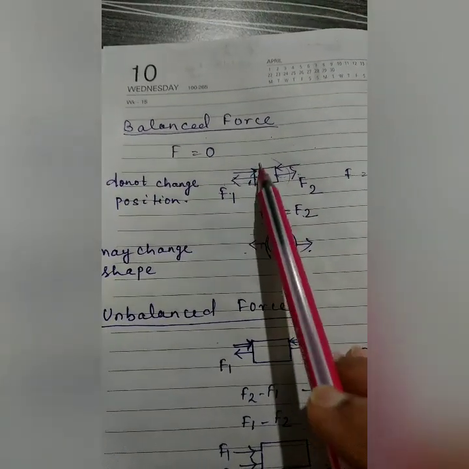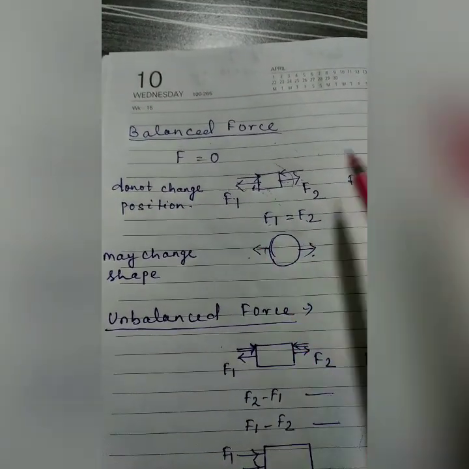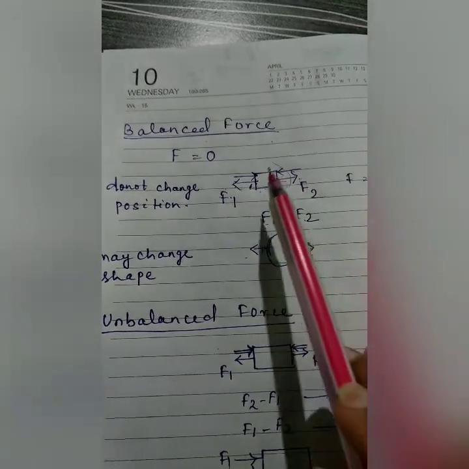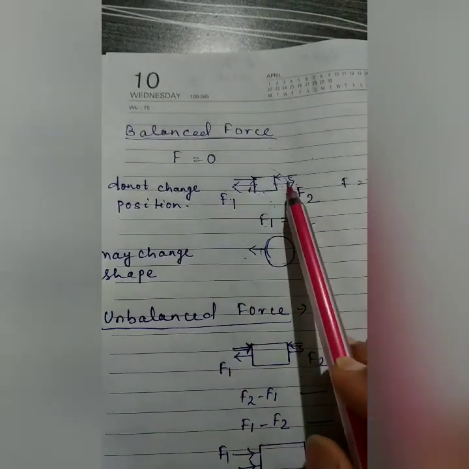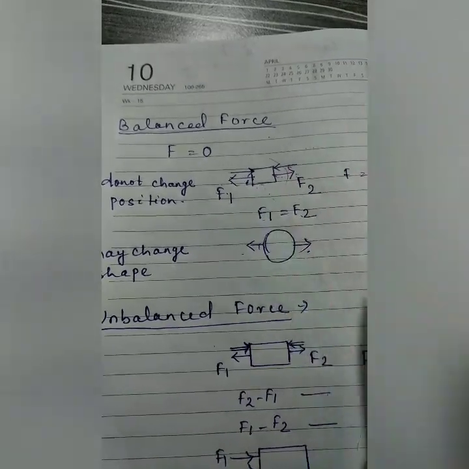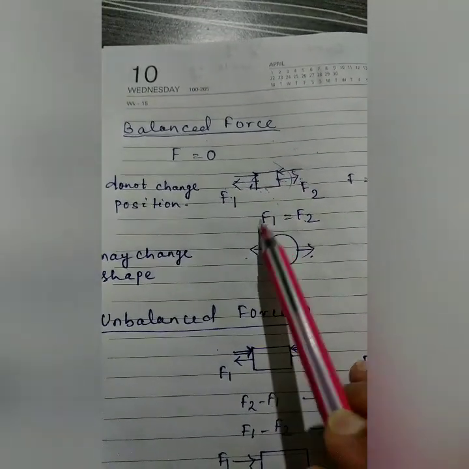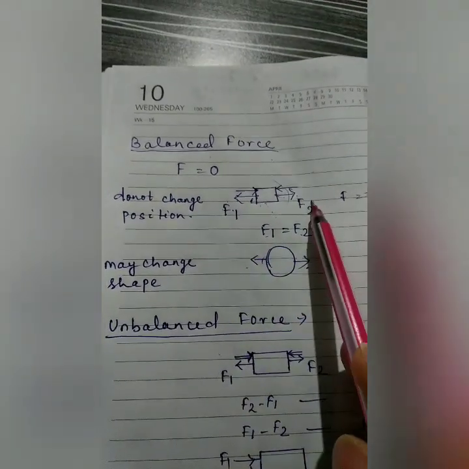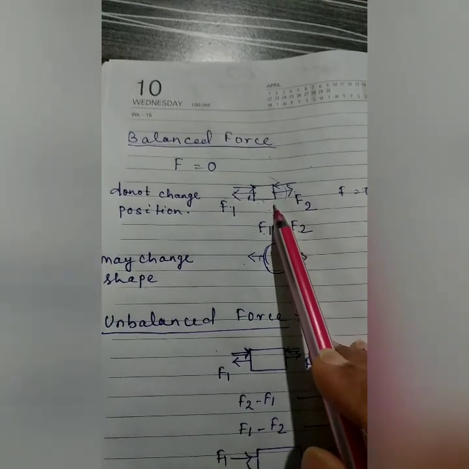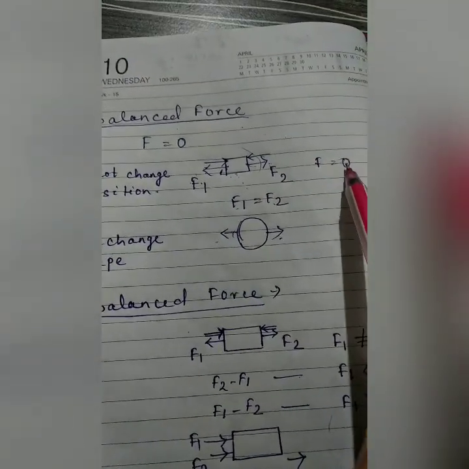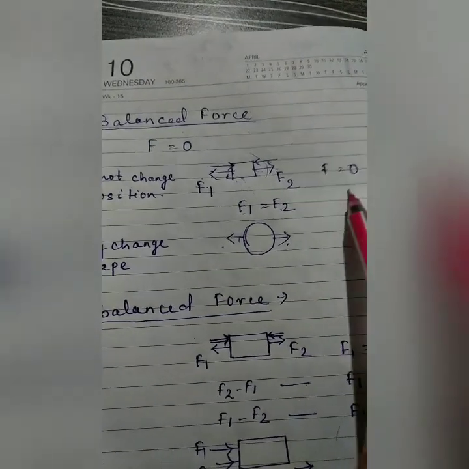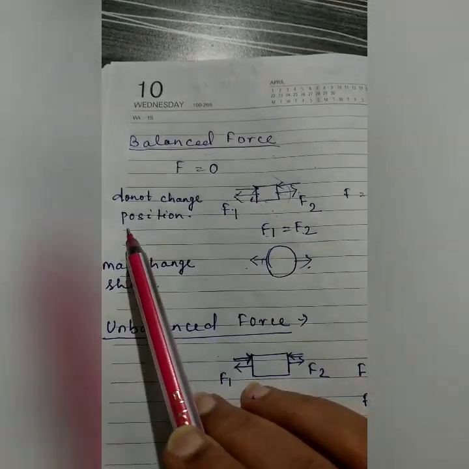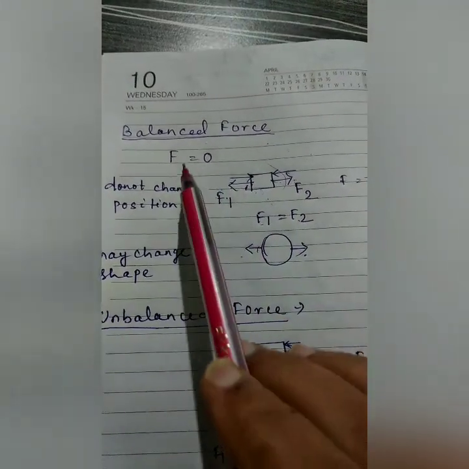How will you understand it? If you take one box, kept anywhere on the ground or on the table, and two forces are applied on it, either pulling or pushing, but in the opposite direction. The condition is that both forces are equal in magnitude but opposite in direction. In that case, the net force is equal to 0. Here, the effect of this force is not changing its position, as the net force is 0.